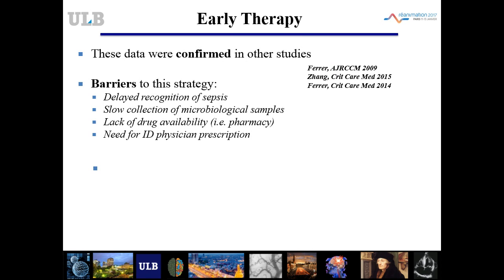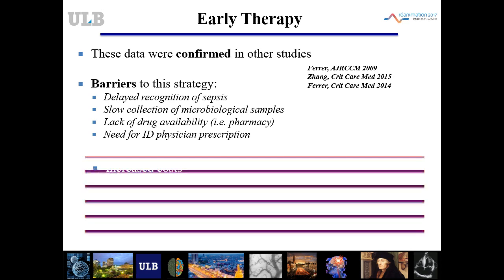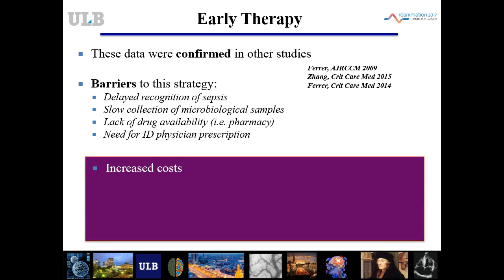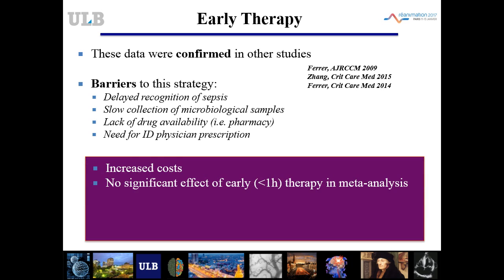These lead to the delayed recognition of sepsis, slow collection of the samples. In some countries, the drug is not available because it depends on the pharmacist. It may be dependent on the prescription of the ID physician. But I think the more important barriers are that if you give too many antibiotics, this could increase the cost, of course. When you look at the meta-analysis, early therapy, which means antibiotic within 1 hour, does not look so much more effective than early within 6 hours, so which is the definition of early.